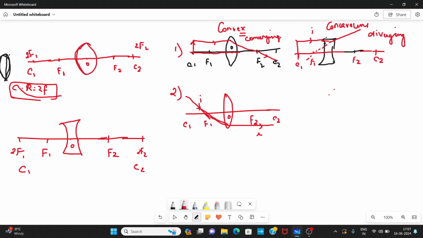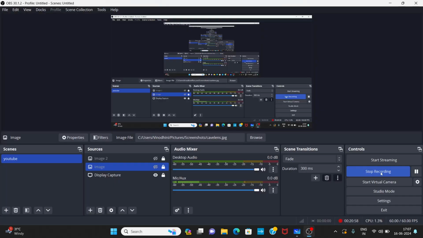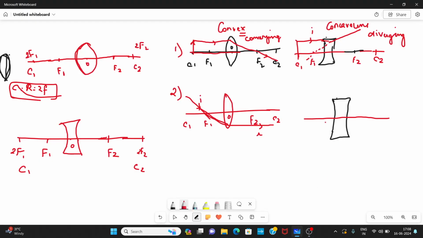So let us consider the concave lens now. It has an optic center. Let us consider the concave lens here has an optic center O, focal points F1, F2 and C1, C2. Alright. Now let us consider the incident ray passing through the focus.